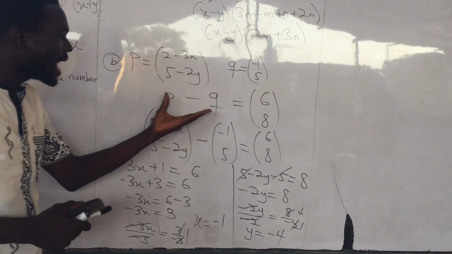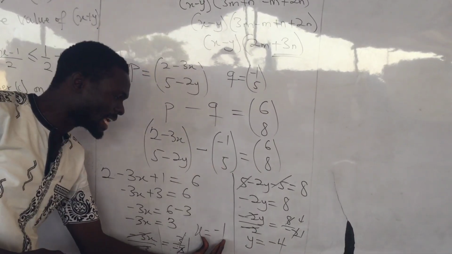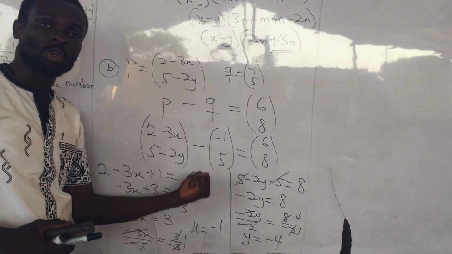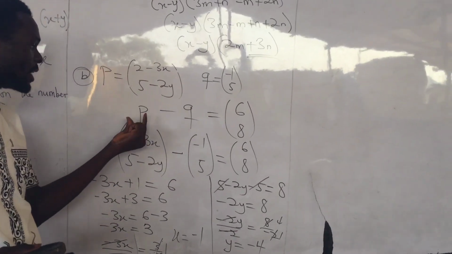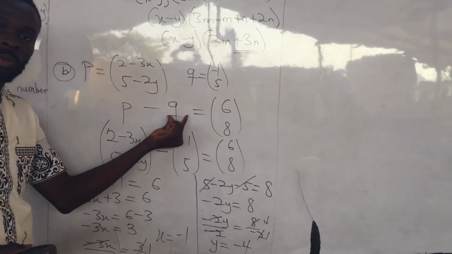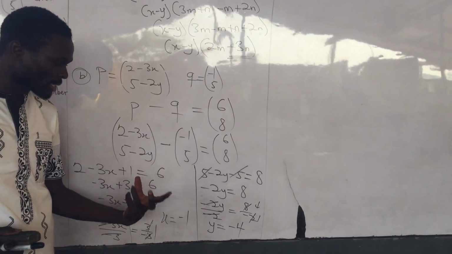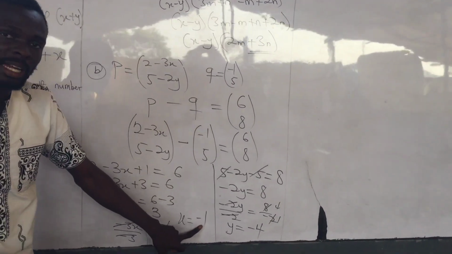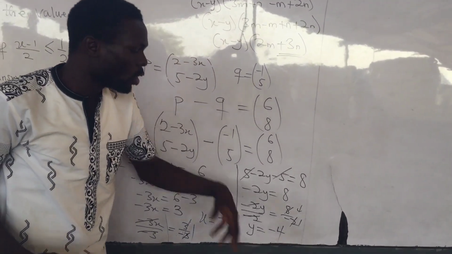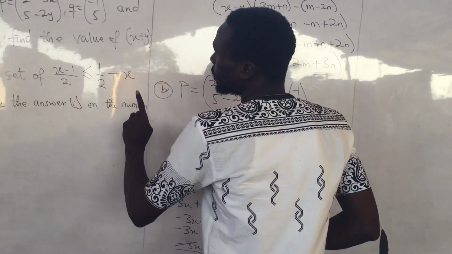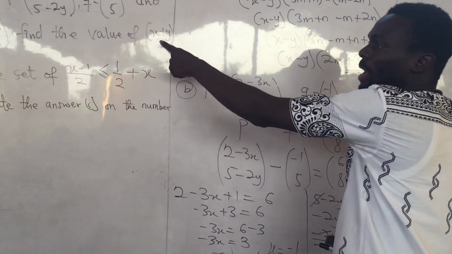So this has helped us to get the x value and the y value because they are equal vectors. So we have been told that p minus q is equal to this, which is equality of vectors. So we have x is negative 1, we have y is negative 4. What did the question ask us to do? We were asked to find the value of x plus y.